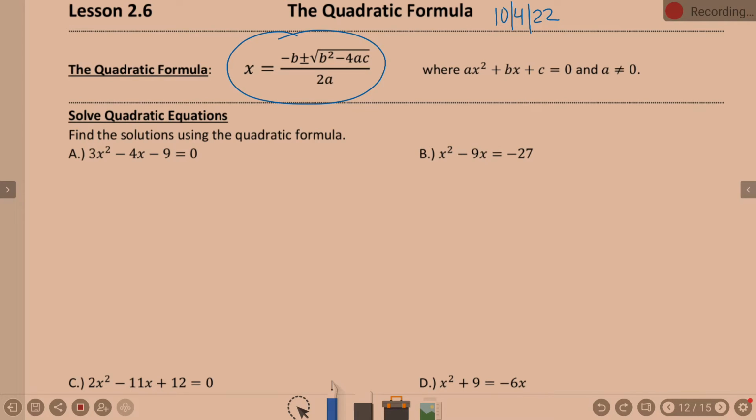Now, of course, my a, b, and c come from our standard form of ax squared plus bx plus c. And note, what does my equation have to equal to make this happen? 0. My equation has to equal 0. Okay? So, we're going to practice.